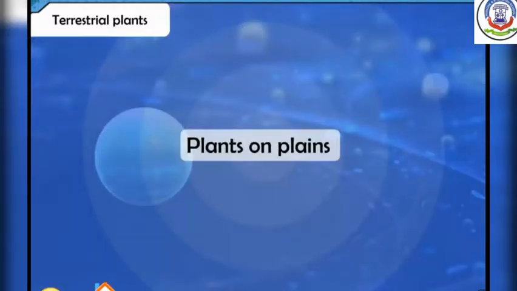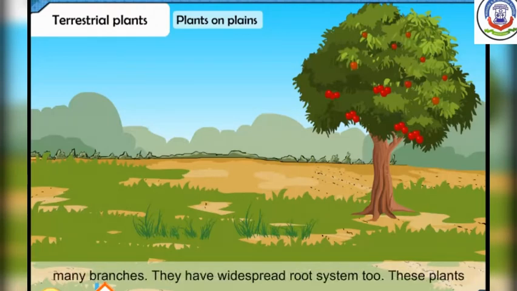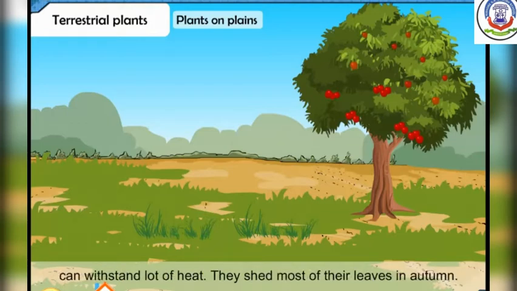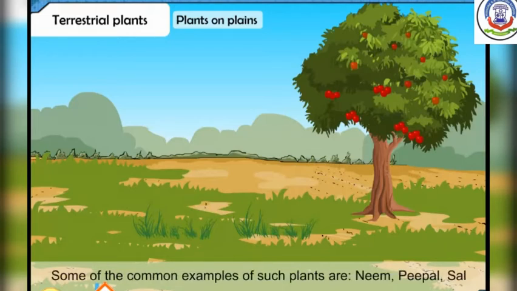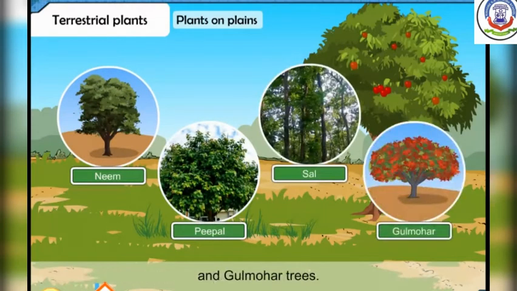Plants on plains. A large variety of plants grow in plains. These plants usually have many branches. They have widespread root systems too. These plants can withstand a lot of heat. They shed most of their leaves in autumn. Some of the common examples of such plants are neem, peepal, sal, and gulmohar trees.